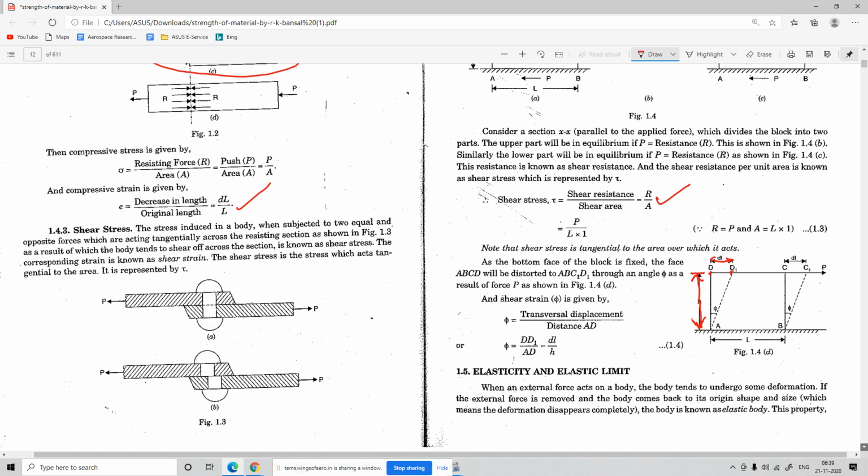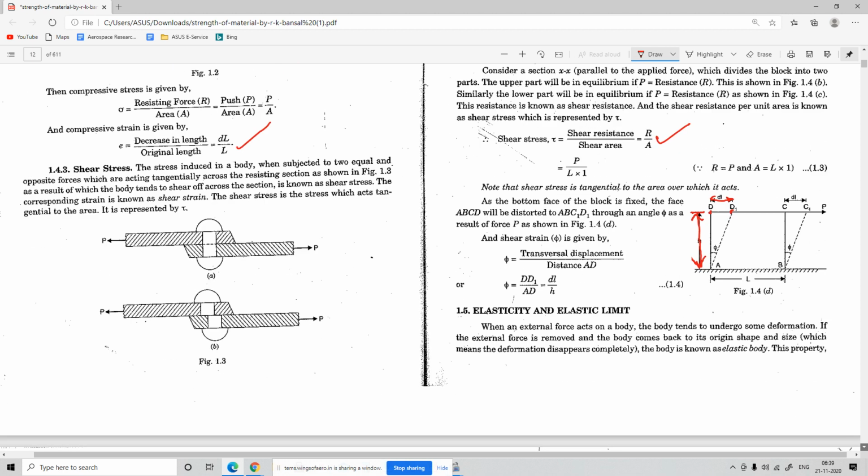Now another one was missing, volumetric strain. Already I have discussed what the volumetric strain was. Now coming to a very important one: elasticity and the elastic limit. Okay, elasticity and elastic limit.